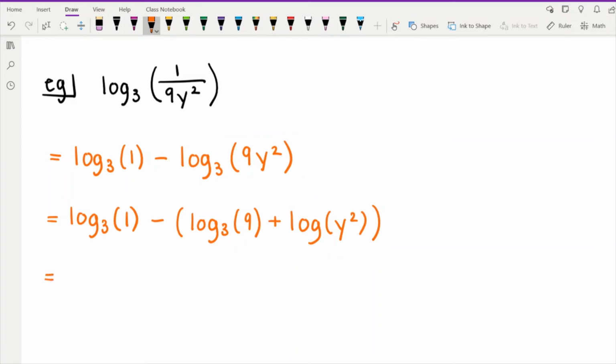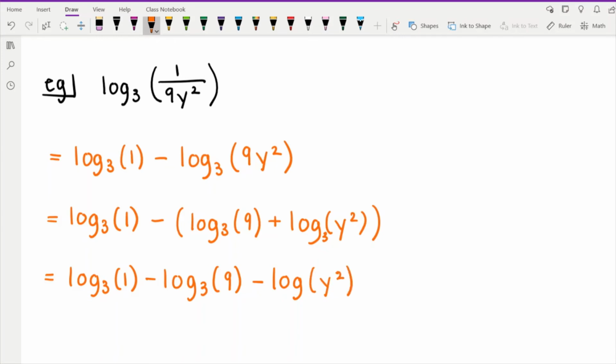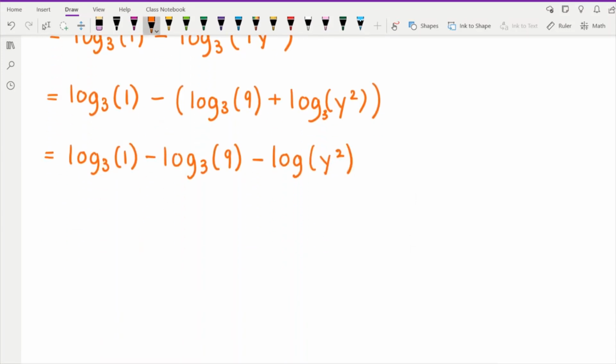Okay, so now let's distribute that negative sign. So we have log base 3 of 1 minus log base 3 of 9 minus log base 3, sorry, I dropped the 3, of y squared. Okay, so what else can we do here? Well, we can simplify, like we said, this and this, but let's finish with breaking things down first. So log base 3 of y squared, well, we can use the exponent rule on that, right? So we can break that down into 2 times log base 3 of y.